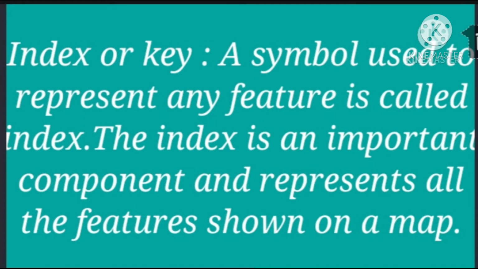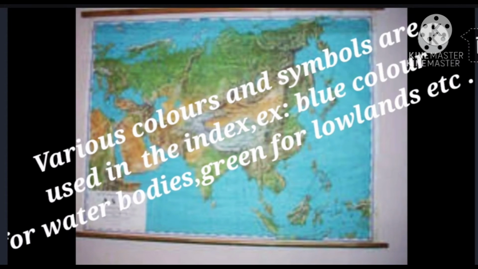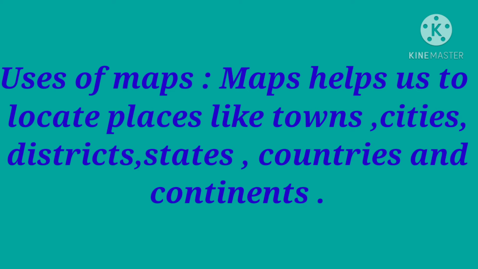Everything can be shown on the map, and those details are given in the index. Various colors and symbols are used in the index. For example, blue color for water bodies, green for lowlands, brown for deserts, like this.